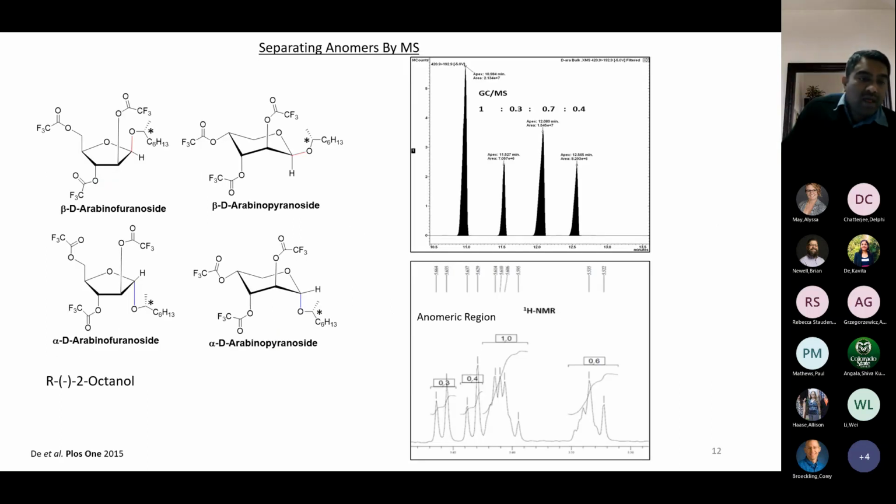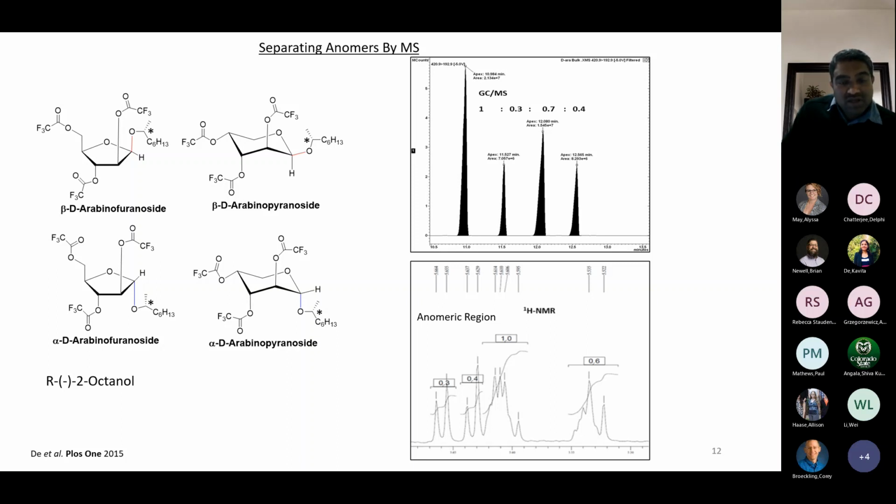We get here, we put R2-octanol with that. So we lock the conformation in a chiral manner, and then put trifluoroacetyl group on these hydroxy groups to make it amenable for GCMS. And we see the 4 peaks in GCMS by SRM, single reaction monitoring. And these 4 peaks correspond to all these 4 anomeric conformations.